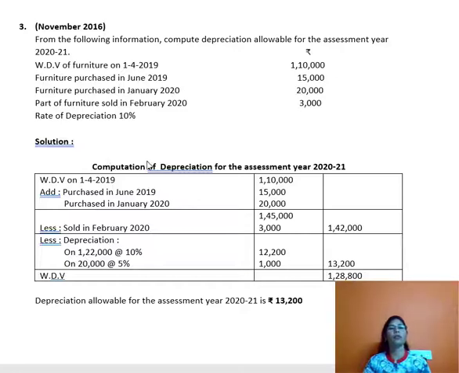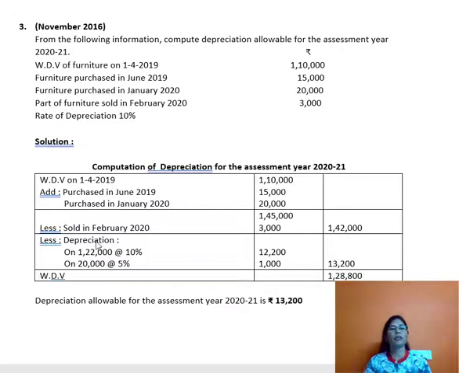Let us compute the depreciation for the assessment year 2020-21. First, we shall write the written down value. It is 1,10,000. Add purchased in 2019 and purchased in 2020. So if you add, we get 1,45,000. Furniture sold in February 2020, that is 3,000. So the written down value is 1,42,000.